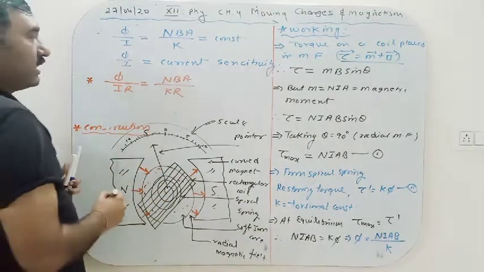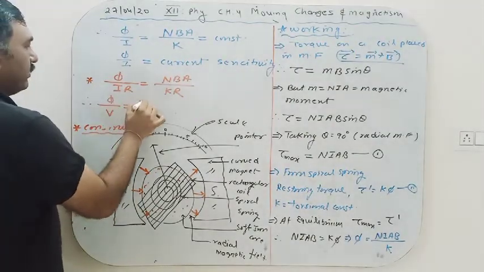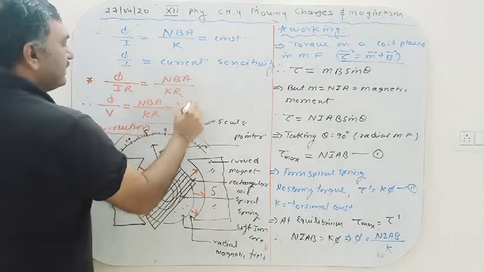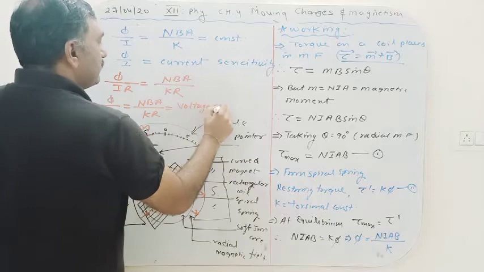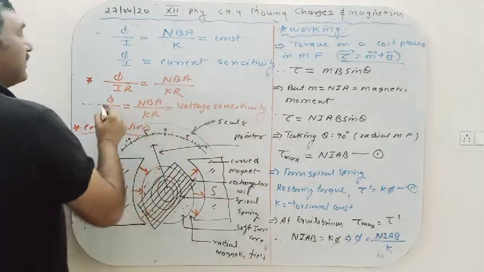V is equal to IR from Ohm's law. So phi by V is equal to NBA divided by KR. It is known as voltage sensitivity. So these are the sensitivities.